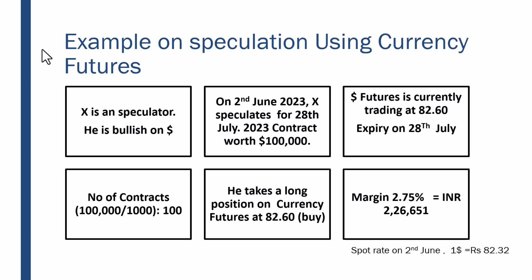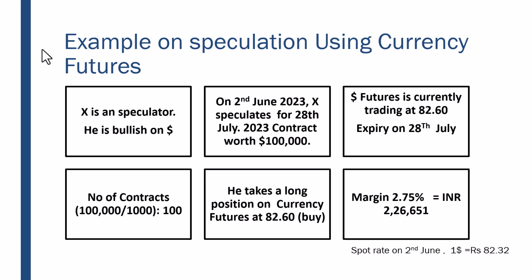On 2nd June 2023, he speculates for the 28 July contract, $1 lakh. Same thing, 28 July is the contract period. So he's actually speculating on $1 lakh. Currently the dollar future is trading at 82.60. So he'll go for 100 contracts. Since he's bullish, he's going to take a long position. He's going to buy at 82.60.